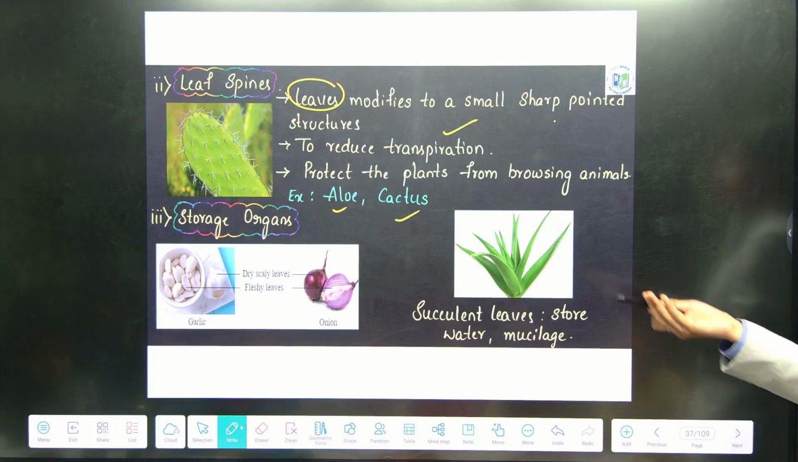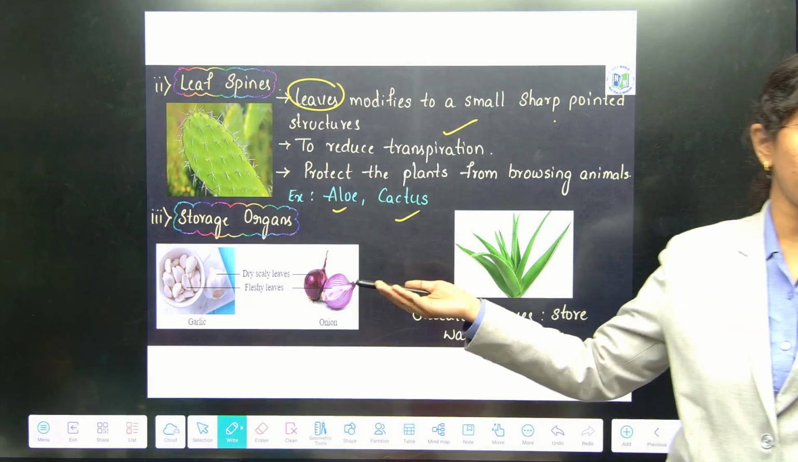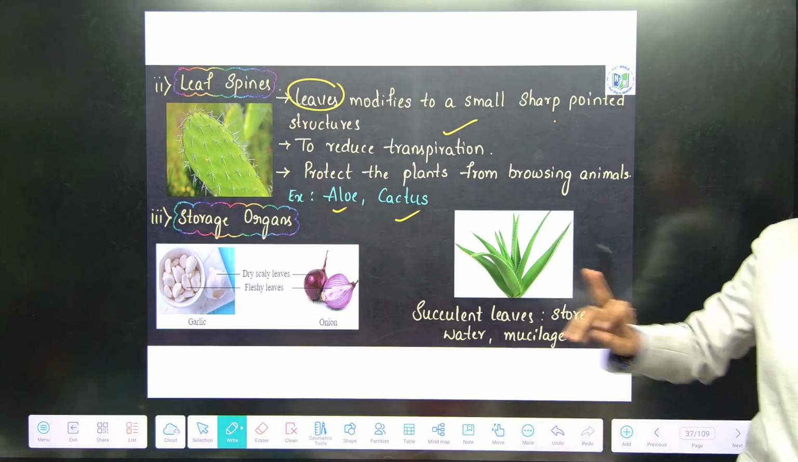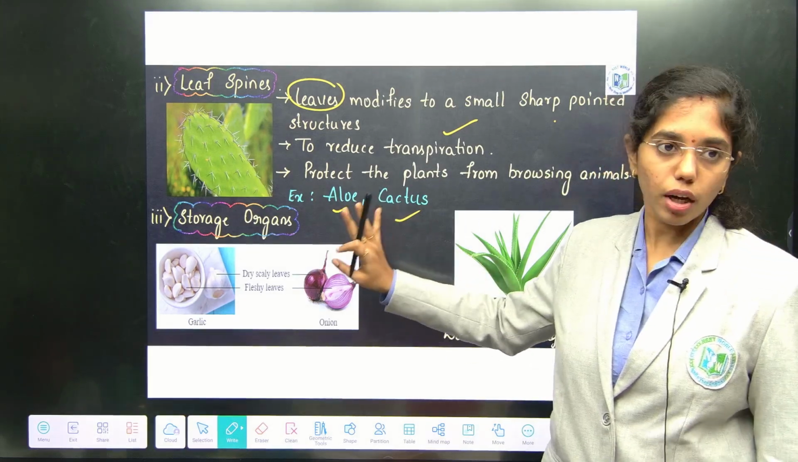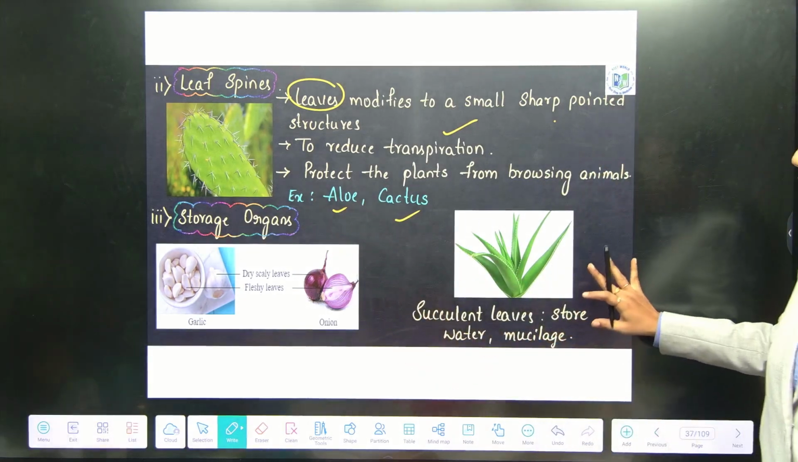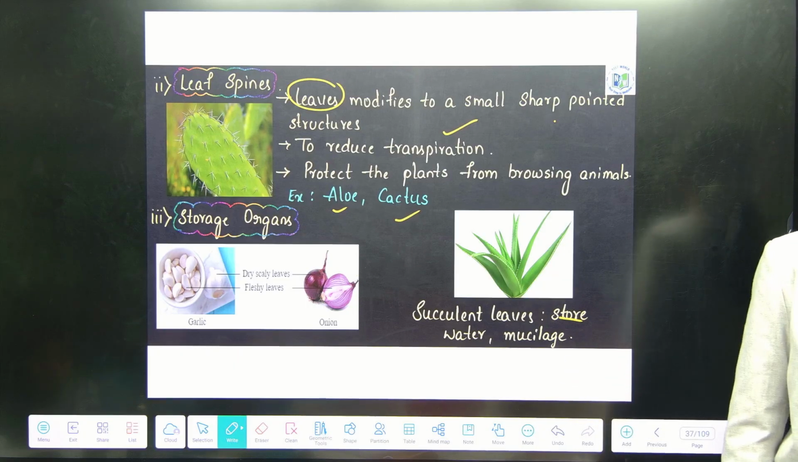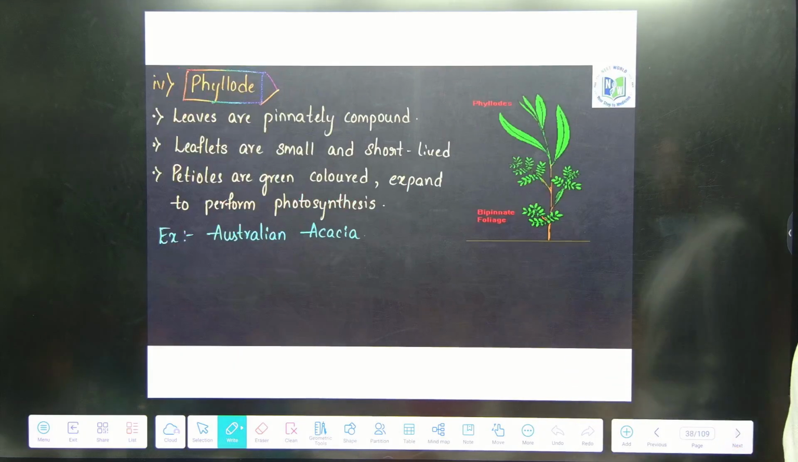Next is storage organs. We have discussed this in bulbil, right? They are fleshy leaves, scale leaves. They are edible. So bulb is also a modification of leaf. And succulent leaf you will see in aloe vera, where it will store water and it is mucilaginous.